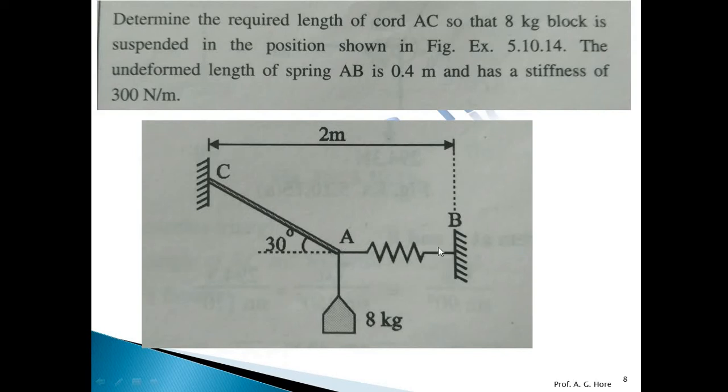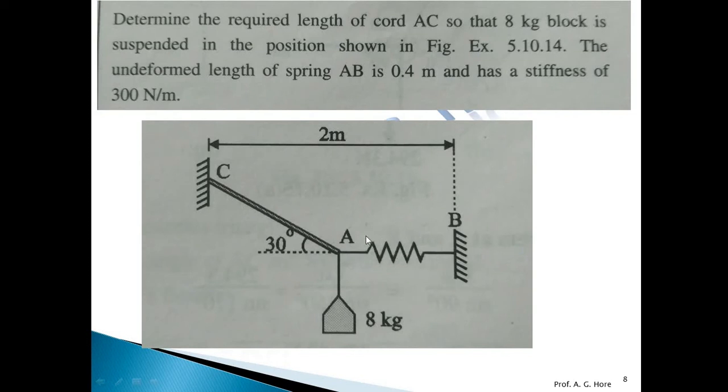Now is the AB length given directly? The undeformed length of the spring here, AB, is given as 0.4. So is this the undeformed length? No, it is not an undeformed length. Because of this 8 kg mass, this spring is stretched. So this is not 0.4 meter. This is stretched, so this length has increased because of this weight. So first of all we have to find out this length. After finding this length, we will subtract it from 2, we get this horizontal length, and then we get the length of AC.